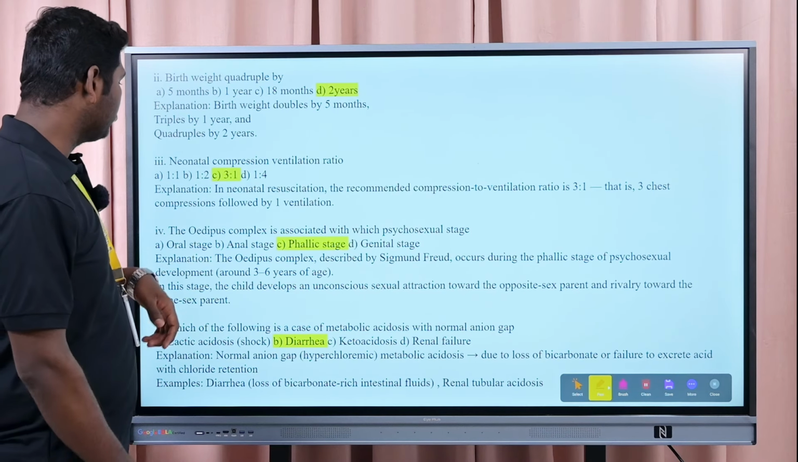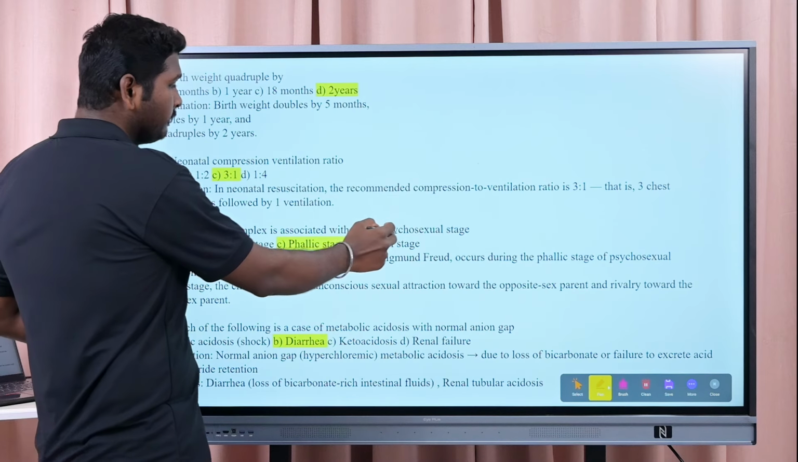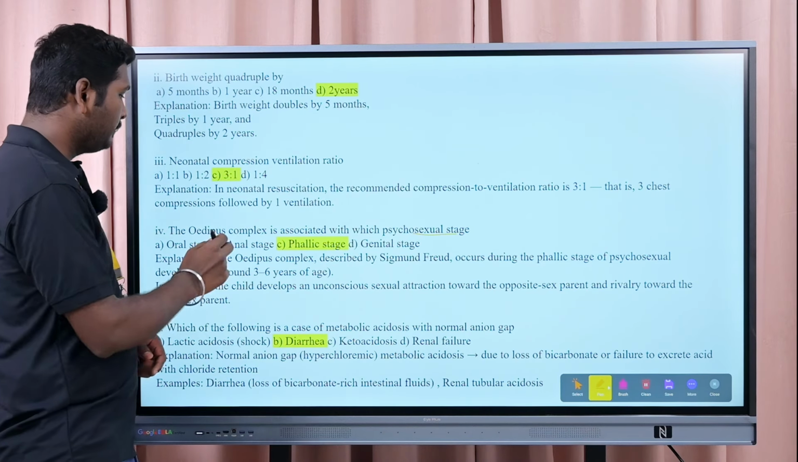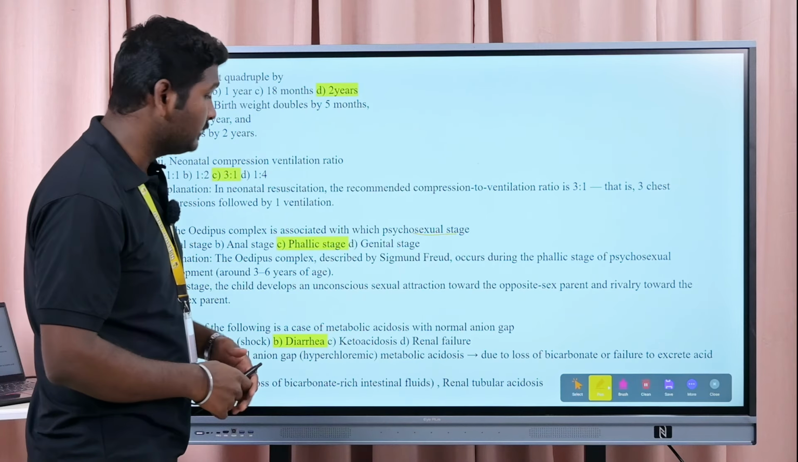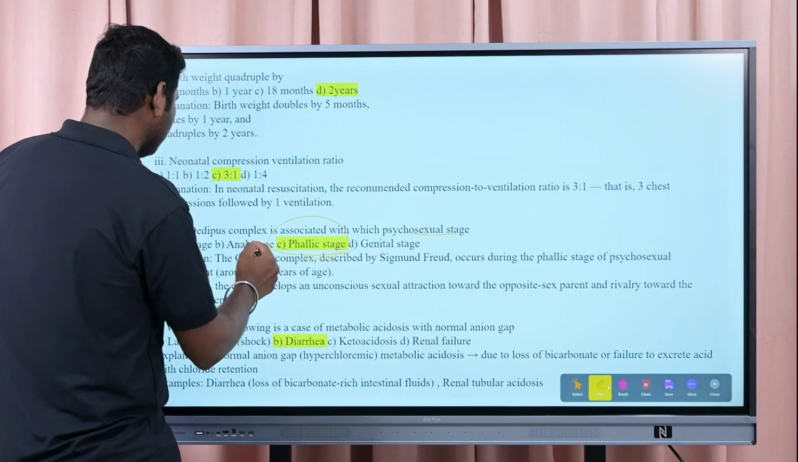Next is the fourth MCQ. The Oedipus complex is associated with which psychosexual stage? A, oral, B, anal stage, C, phallic stage, and D, genital stage. So the answer is phallic stage.